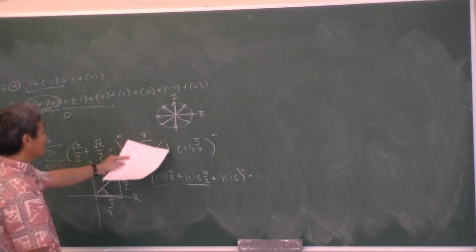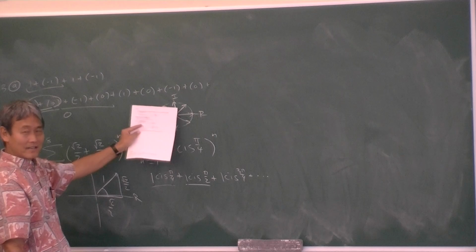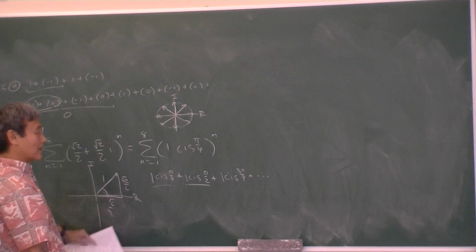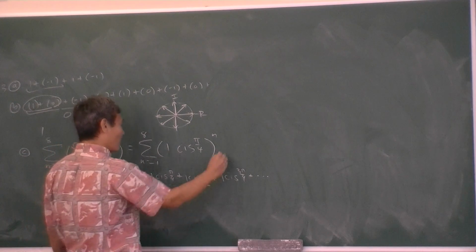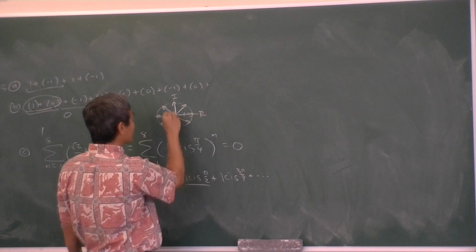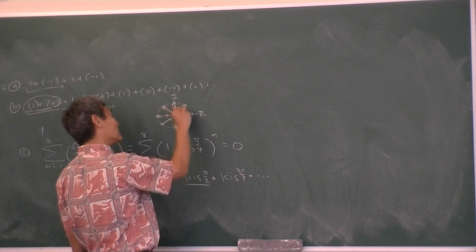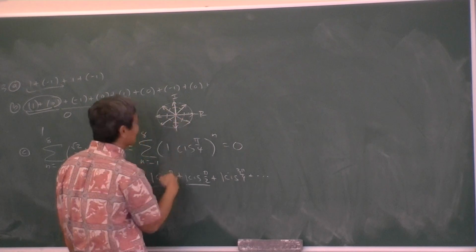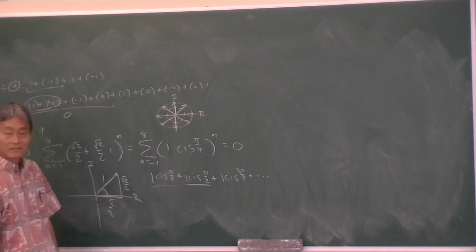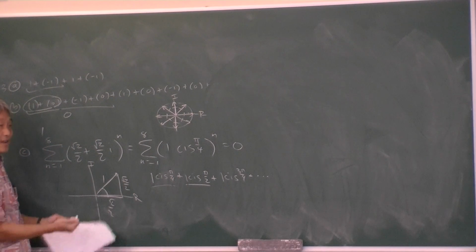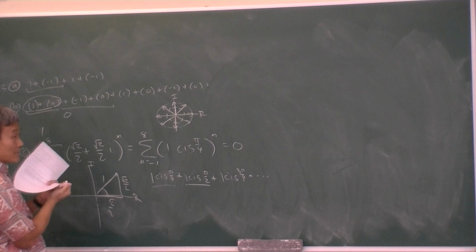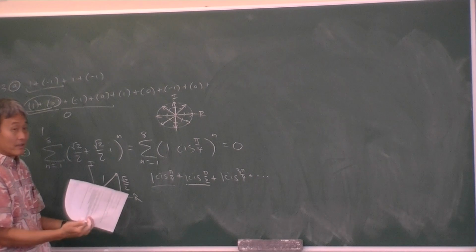Okay, so there's 8. What happens when I add these 8 vectors together? You get 0! Because this one cancels that one, this one cancels that one, this one cancels that one, and that one cancels that one. There's nothing left and you get 0. If 2 vectors have the same length and they point opposite direction, they cancel each other out, right?